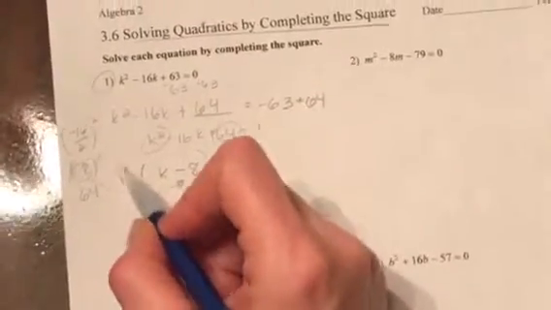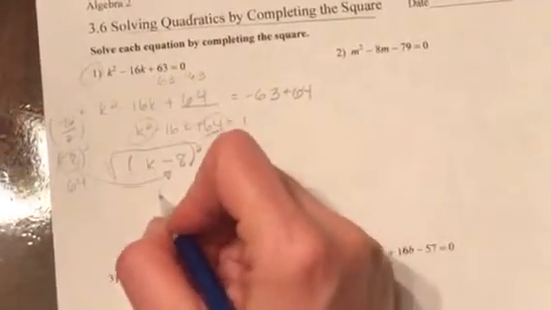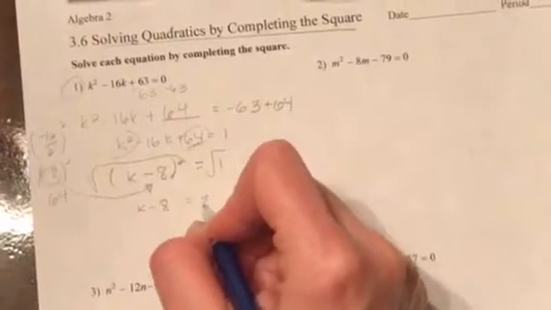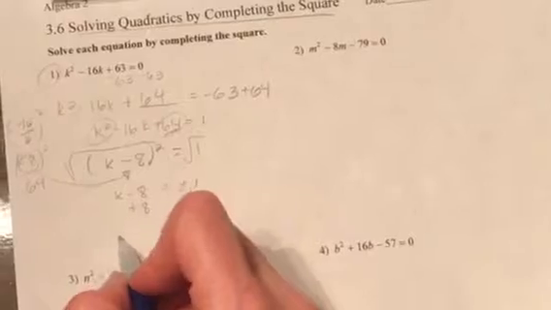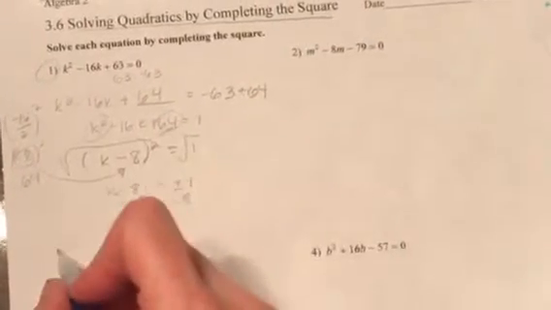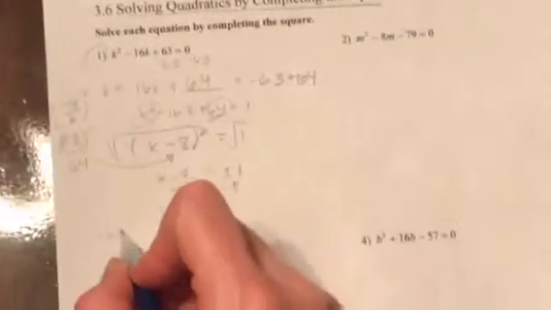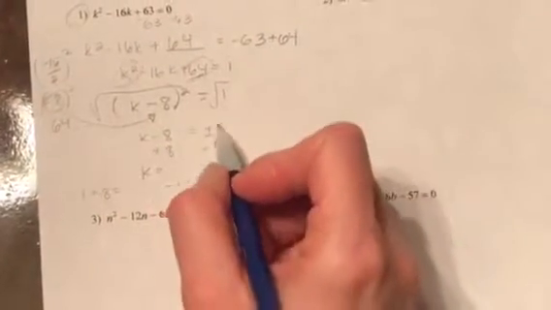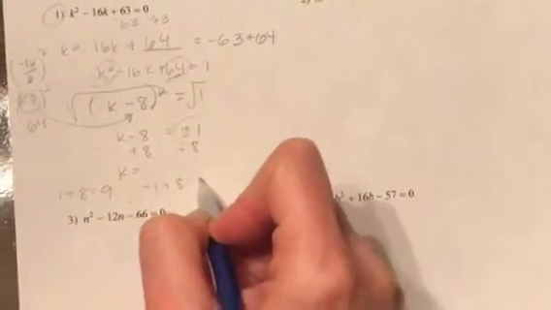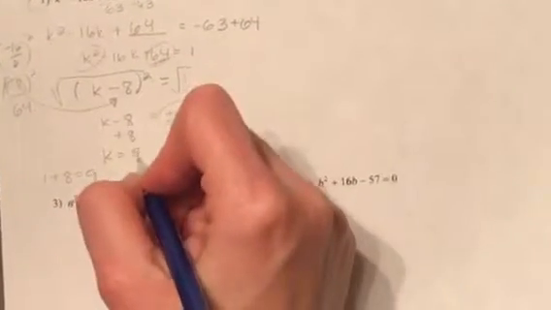And finally, we take the square root of both sides, k minus 8 equals plus or minus 1. Add 8 to both sides. So we get k equals, we got the positive 1 plus 8 and then the negative 1 plus 8. So we have, keeping in mind the plus and minus, 9 and 7. So our two solutions are 9 and 7.